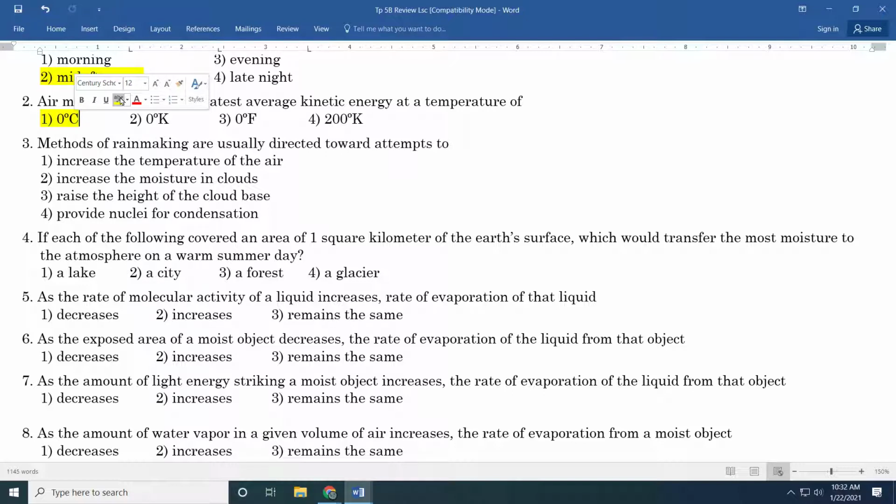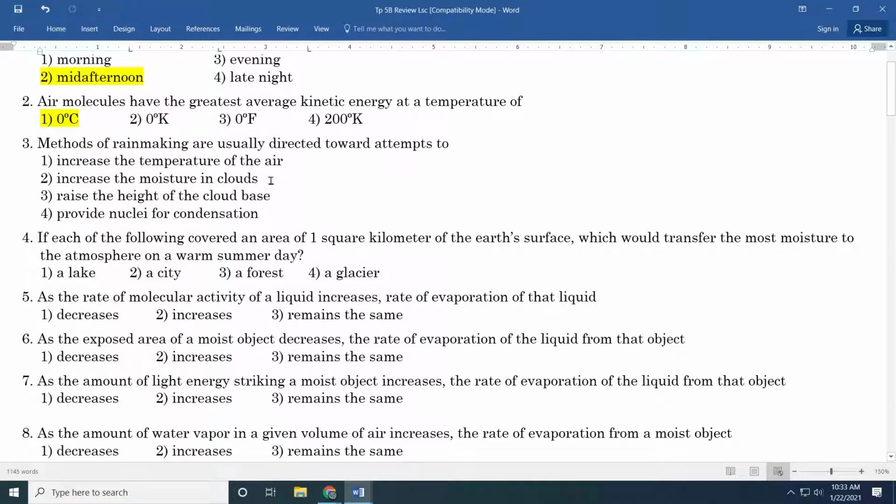Alrighty, number 3. Methods of rainmaking are usually directed toward attempts to... If you want it to rain, we've established that to form raindrops you have to have water, and something for water to stick to. Those are the big ones. The air has to be saturated. If you increase the temperature of the air, that's going to make it less full. Warmer air can hold more moisture.